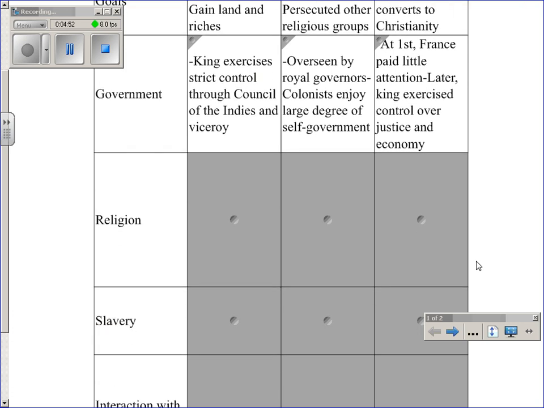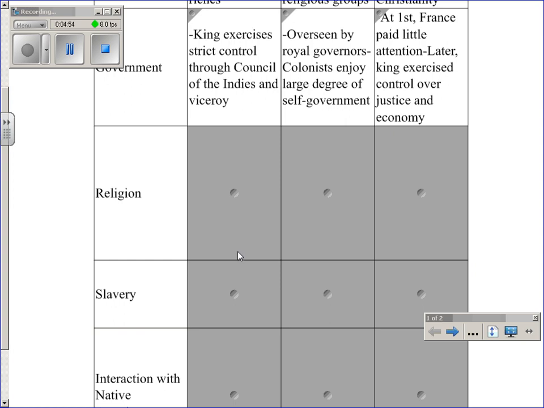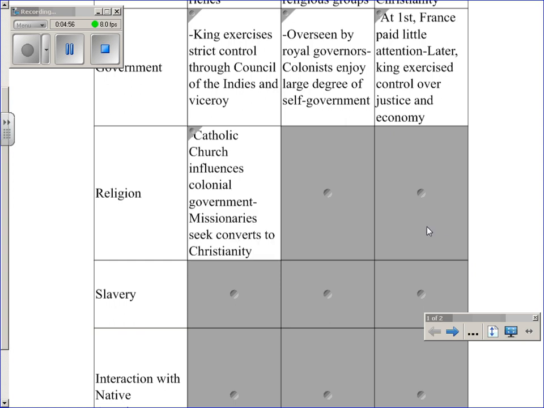As far as religion goes, well, the Catholic Church was very influential in controlling the government, and the Catholic Church also encouraged the use of missionaries. And these missionaries were sent over, again, with this express purpose to convert people to Christianity. This is how Catholicism really made it to the Americas during this age of exploration.